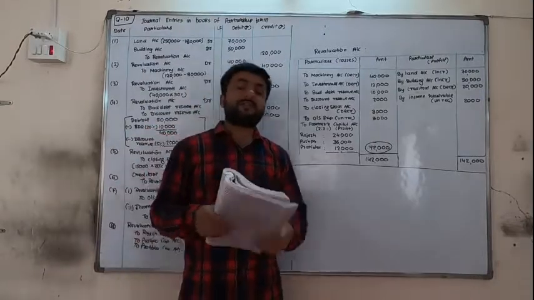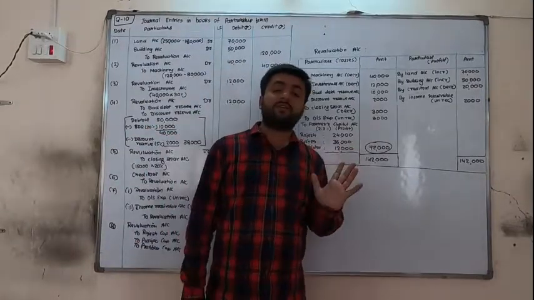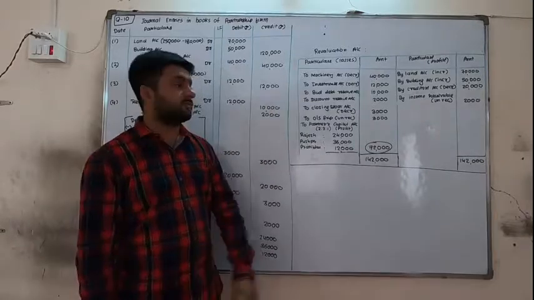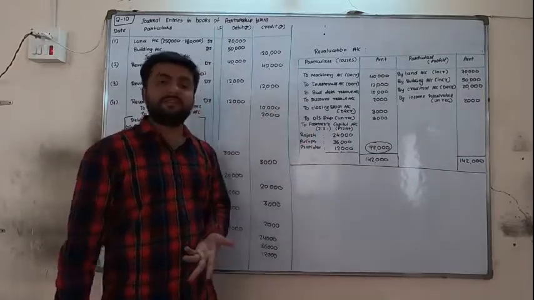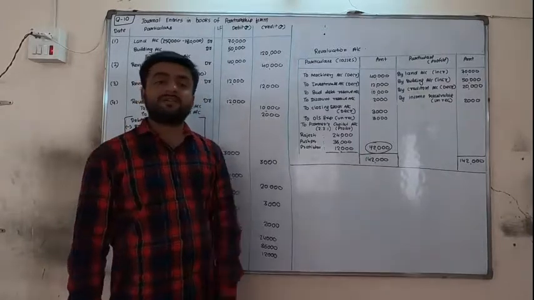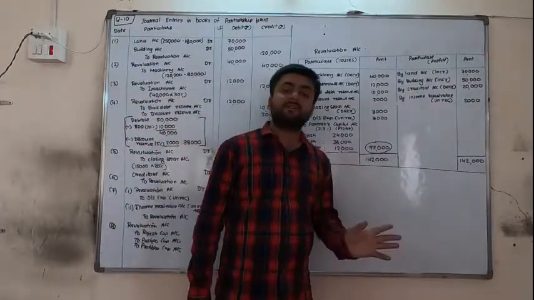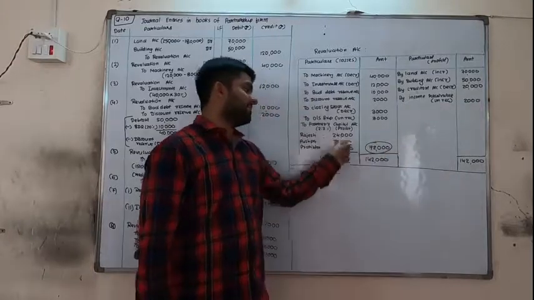3,000 for outstanding expense. Outstanding expense is an unrecorded liability. Unrecorded liability means loss. Loss means revaluation debit. And income receivable is an unrecorded asset. Unrecorded asset means profit. Profit means revaluation credit. Now credit side total is more than debit side, so it is profit.